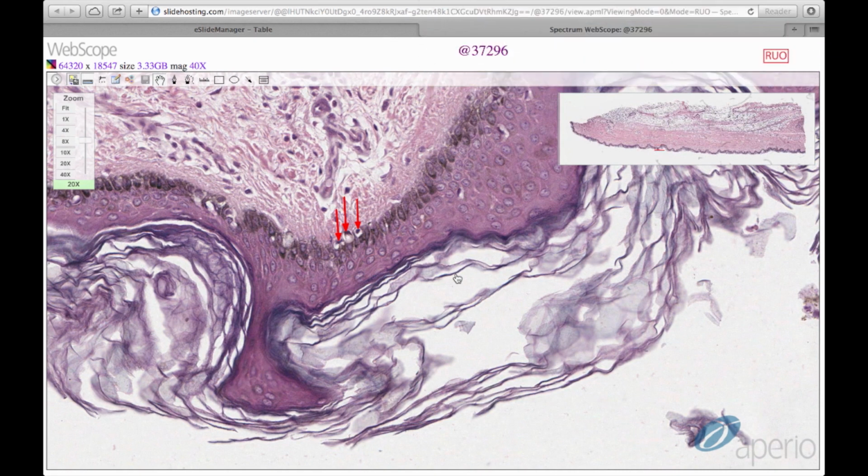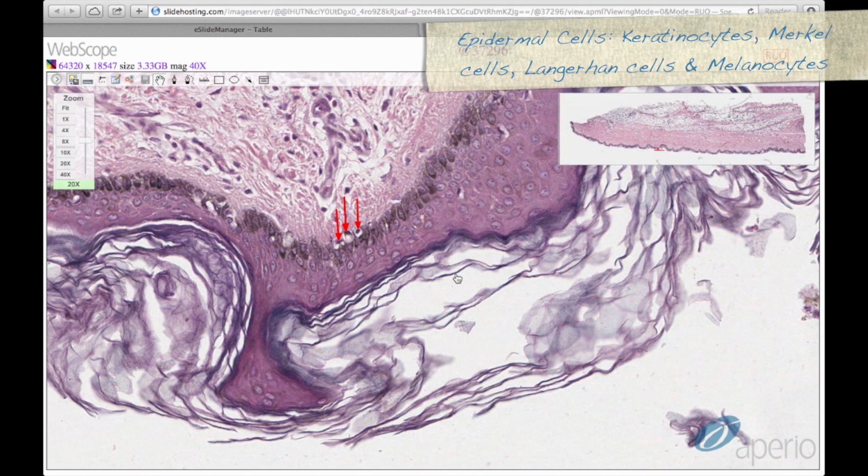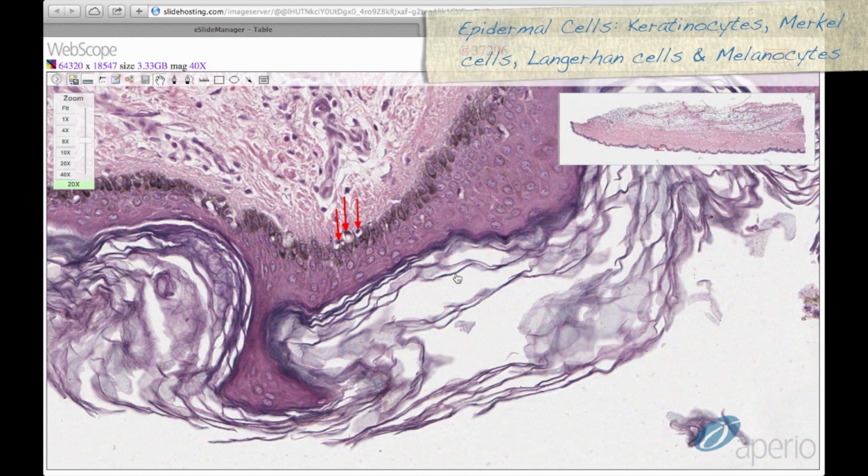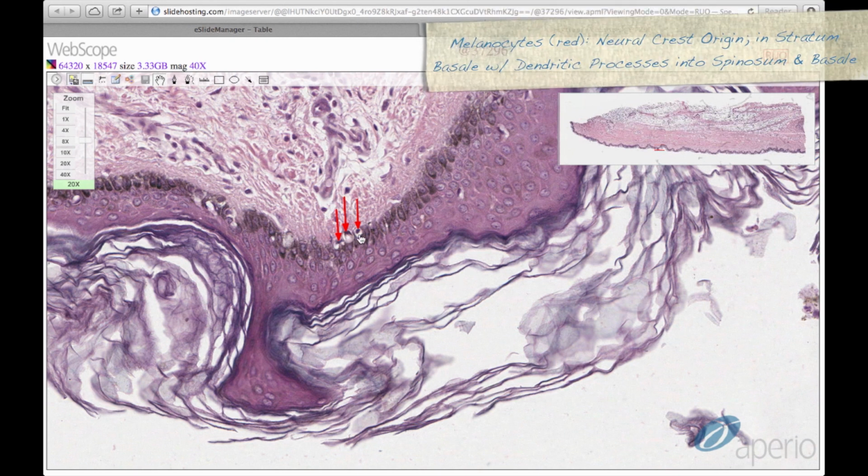Although the vast majority of the epidermis is composed of keratinocytes, there are 3 other types of cells present: Merkel cells, Langerhans cells, and melanocytes. You can't see Merkel cells or Langerhans cells by way of normal histological staining technique, so we're going to focus on the melanocytes, which are indicated by the red arrows.